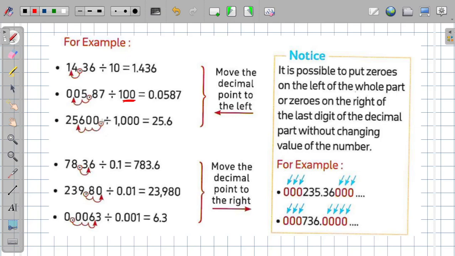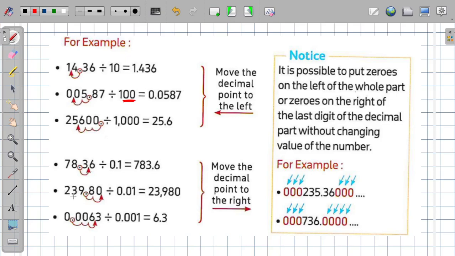If we have 25,600 and I wanted to divide it by 1000, we will move the decimal point 3 places to the left. So the result will be 25.6. Okay? I have 78.36. I want to divide it by 0.1. So I will move the decimal point 1 place to the right. So the result will be 783.6.